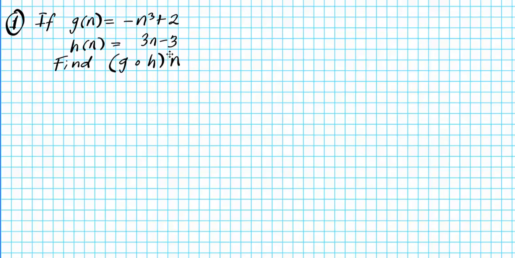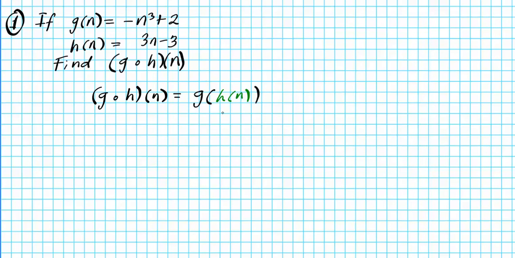All right, so the first thing we're going to do is go ahead and write down the formula. What does g circle h of n mean? Well, this simply means that we're going to be composing g with h. So g is going to be the parent function, and then h of n is going to be the input function that we're going to be plugging into g. What we're doing in essence is substituting 3n minus 3 for all the n's in g.